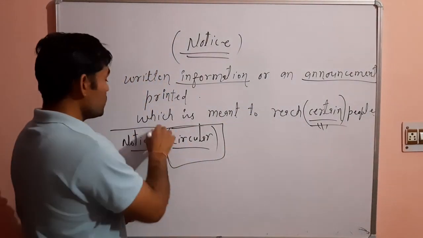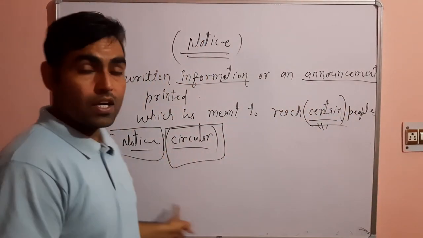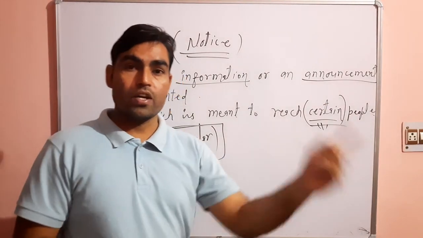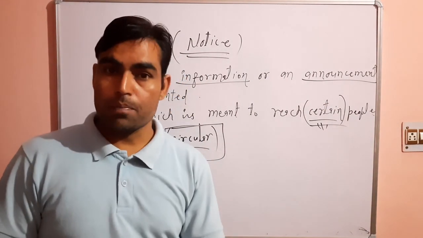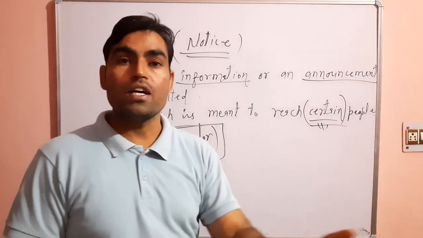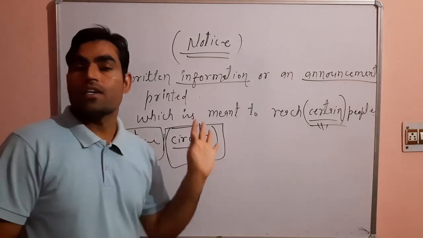And what is notice? Notice is also an information and announcement, but the difference between circular and notice is that circular is circulated from one person to another by a certain person, whereas notice is always pasted on the notice board. That is the difference between notice and circular.